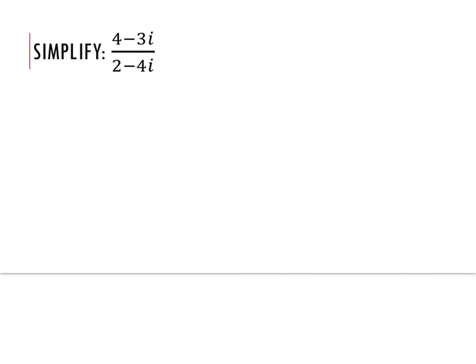And last but certainly not least, what do you do if you're dividing? Well, our whole goal, remember, it's kind of like rationalizing the denominator. We can't have a radical in the denominator. Well, we can't have an i in the denominator either. And so you have to multiply by what's going to make the difference of two squares. So if I have 2 minus 4i, I need to multiply by 2 plus 4i. And whatever you do to the bottom, you have to do to the top.